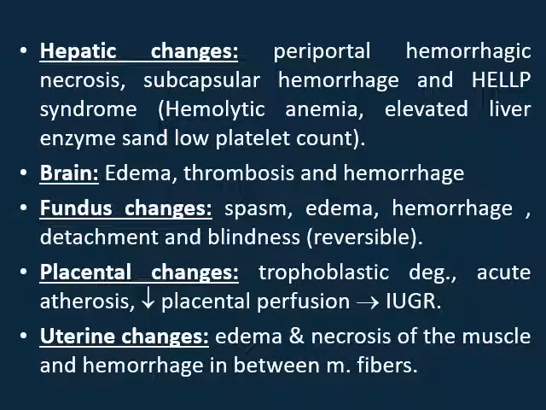Other pathological changes include hepatic changes in the form of subcapsular hematoma, elevated liver enzymes, brain edema, thrombosis, and hemorrhage. Fundal examination may reveal vascular spasm, edema, hemorrhage, and retinal detachment. Decreased placental perfusion results in intrauterine growth restriction, with uterine changes in the form of myometrial edema, necrosis of the muscle, and hemorrhage in between muscle fibers.